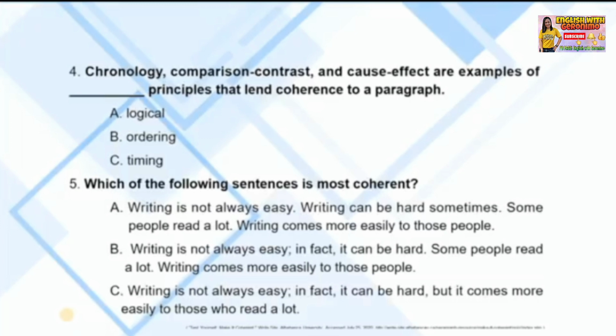5. Which of the following sentences is most coherent? A. Writing is not always easy. Writing can be hard sometimes. Some people read a lot. Writing comes more easily to those people. B. Writing is not always easy. In fact, it can be hard. Some people read a lot. Writing comes more easily to those people. C. Writing is not always easy. In fact, it can be hard, but it comes more easily to those who read a lot.